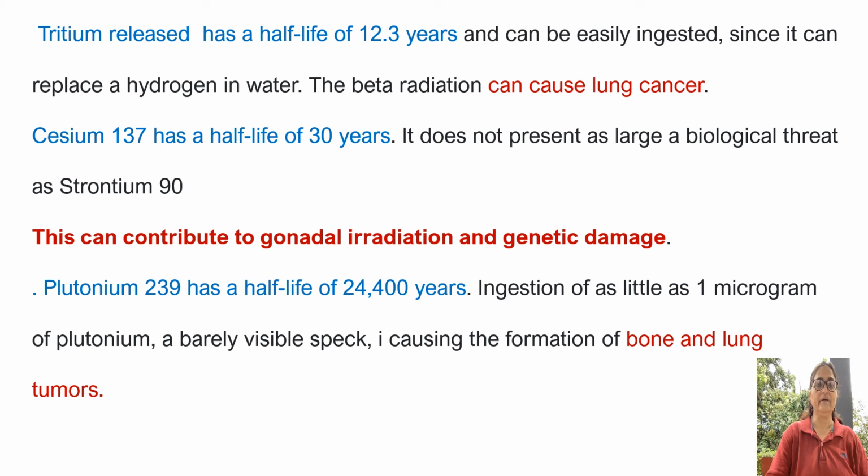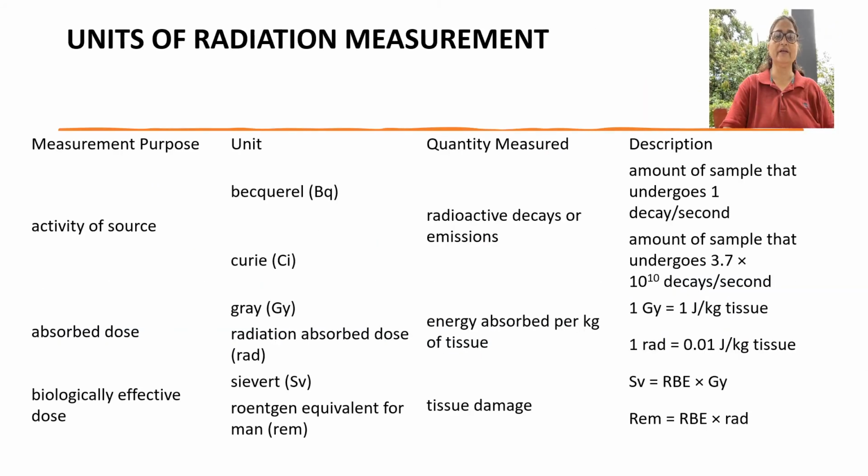Plutonium-239 has a half-life of 24,000 years. Ingestion of as little as 1 μg of plutonium, which is barely visible as a speck, can cause bone or lung tumors or lung cancers. So it's very harmful. Here I have given a few units of radiation, how we measure it and what the purpose of their measurement is. So usually we measure it in the form of Curie, Gray, rad, and rem. Here you can see how the radiations are measured.